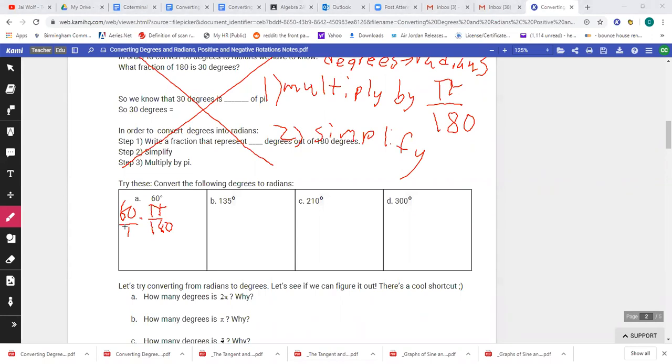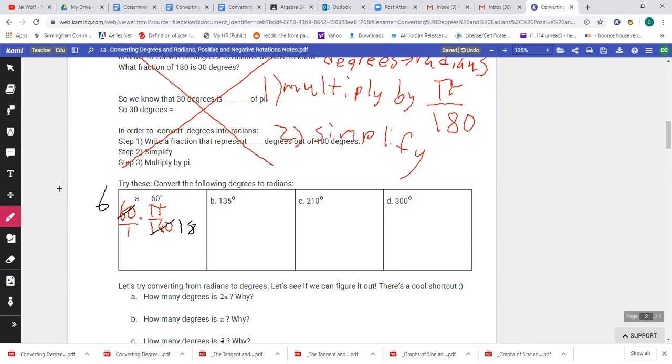Okay, so everyone else, let's go back to this. So 60 times pi over 180. So remember, they both end in a 0. So that means I could divide by 10. And if I divide 60 by 10, it's just 6. And if I divide 180 by 10, it's just 18, right? You just remove the 0.